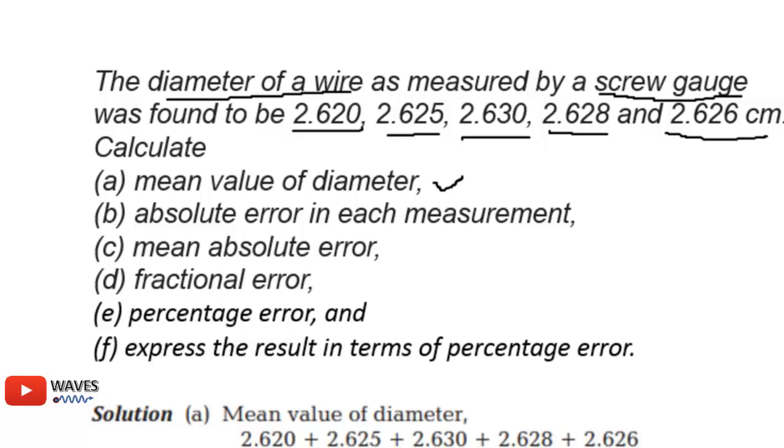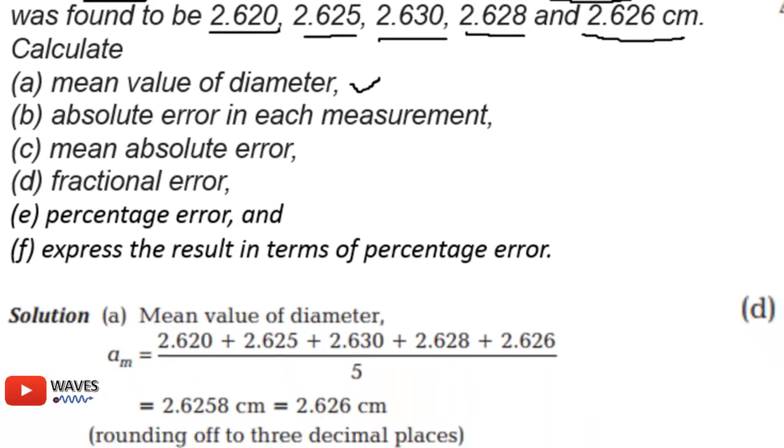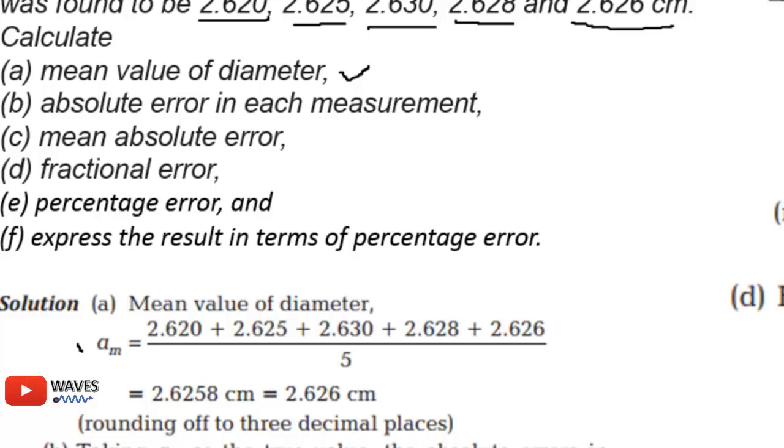Now in your lower classes you might already have an idea of what we mean by mean value, so this is the simplest. What we do here is take each of the diameter measurements, there are 1, 2, 3, 4 and 5 values, and hence we divide by 5, and finally we get a result which is 2.626 centimeter. Please note we have taken up to 3 decimal places here, because all of these values are correct up to the third decimal place, and hence the answer we are taking is also up to the third decimal place.